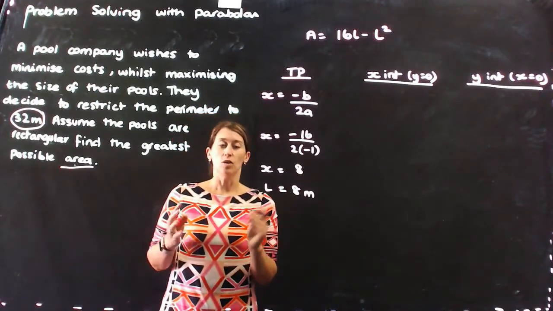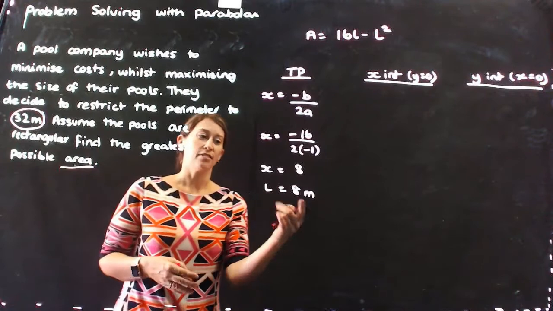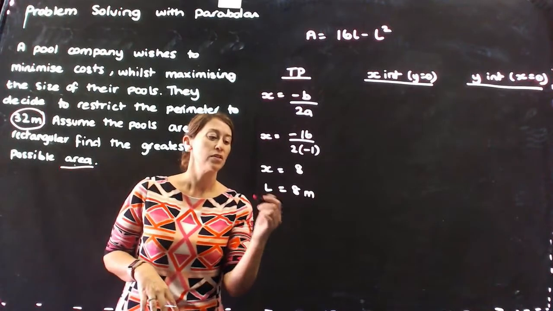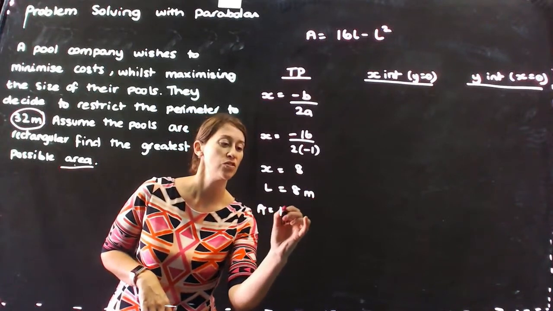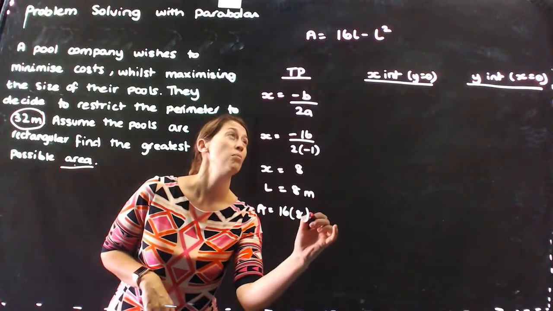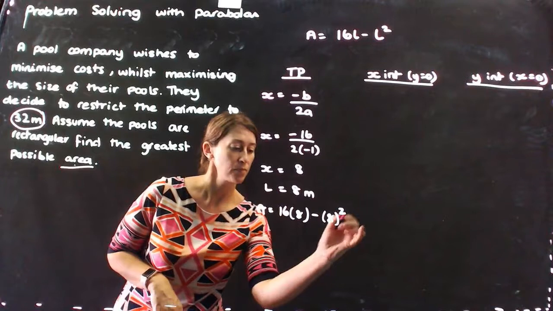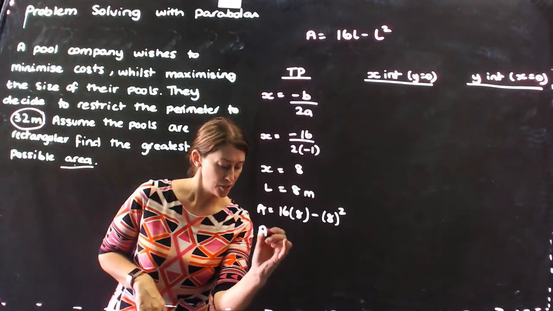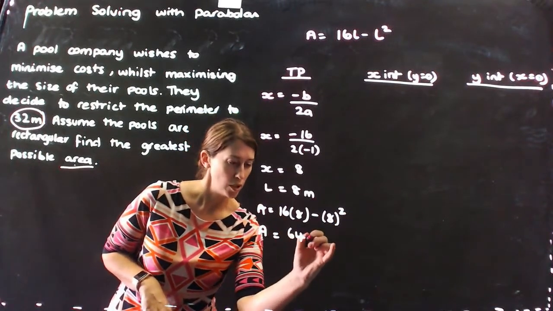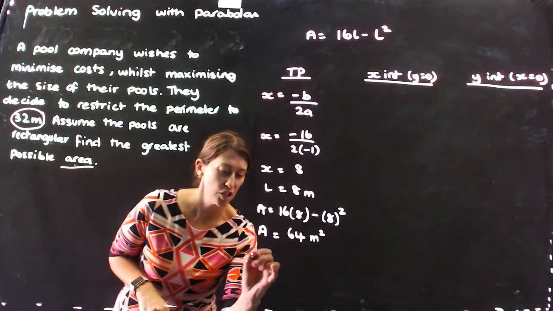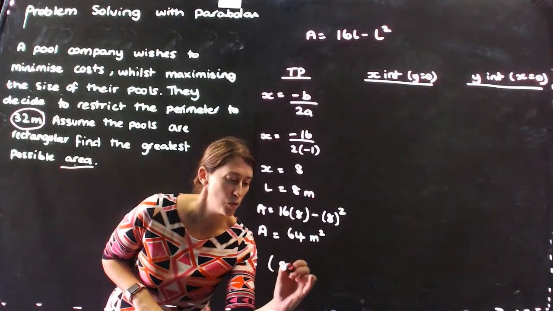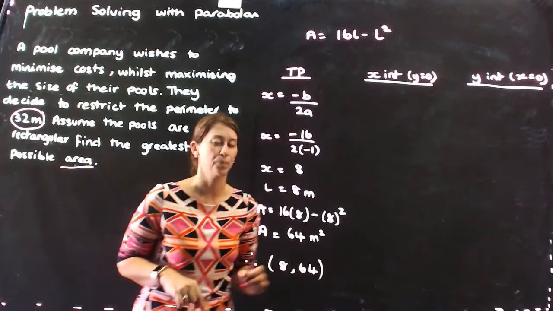So let's find the y value when x is 8. In other words, I'm finding the A. Let's do that by substituting into this formula. So A equals 16 times 8 minus 8 squared. I end up getting 64 metres squared. So my turning point is occurring at the coordinate (8, 64).